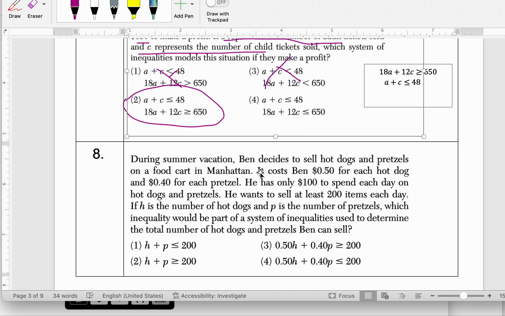Okay, so let's take a look at number 8. During summer vacations, Ben decides to sell hot dogs and pretzels on a food cart in Manhattan. It costs Ben 50 cents for each hot dog and 40 cents for each pretzel. He has only $100 to spend each day on hot dogs and pretzels. He wants to sell at least 200 items each day. If H is the number of hot dogs and P is the number of pretzels, which system of inequalities could be used to determine the total number of hot dogs and pretzels Ben sells?